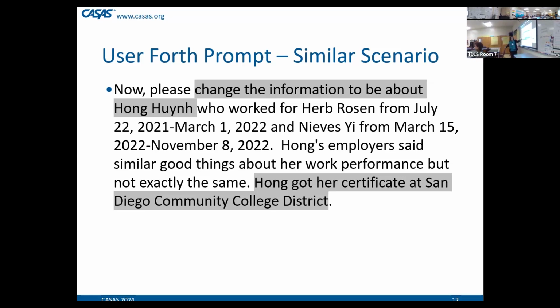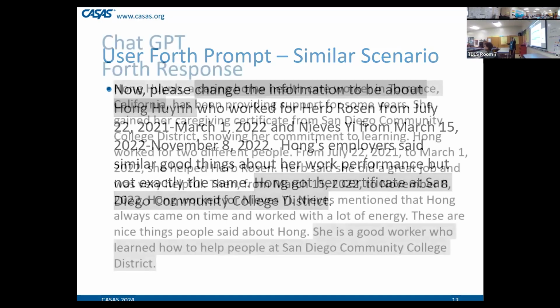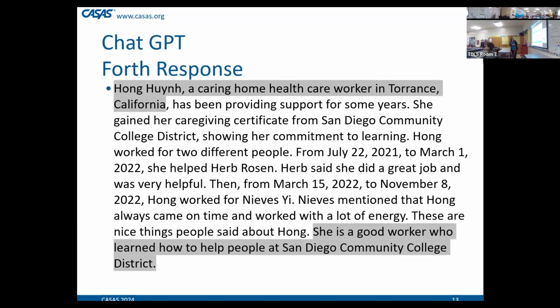And then I had to put in the different employer dates and everything so that it would be a similar paragraph, but it would be about a different person. Okay, so example and then assessment. Let's see what happened. This is it.